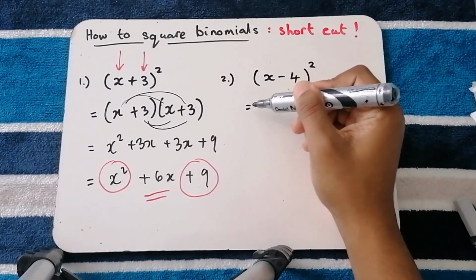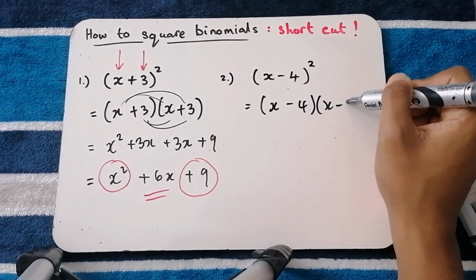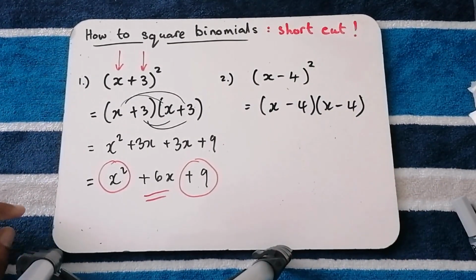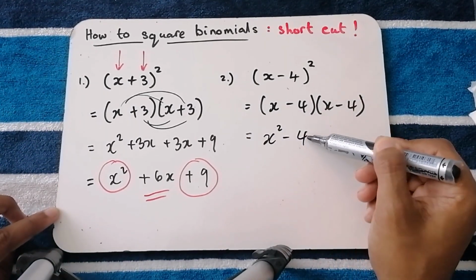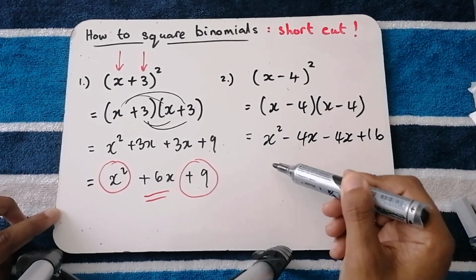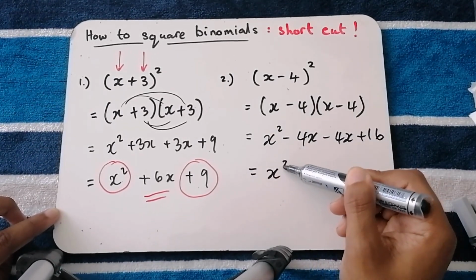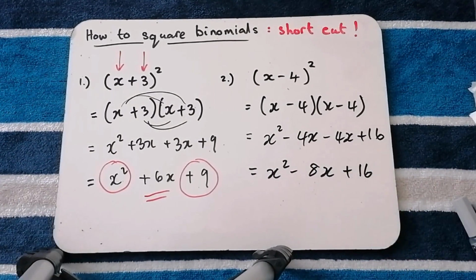So first I'm going to write this bracket out twice. X minus 4, x minus 4. Then I'm going to multiply x with x, with negative 4, with x, and negative 4 with negative 4. Okay, we're going to add the terms in the middle. You get x squared minus 8x plus 16.